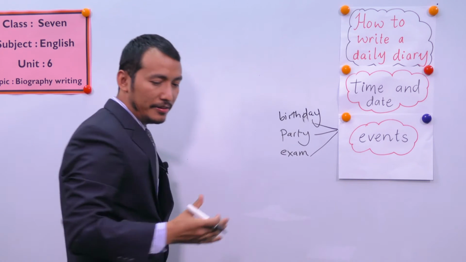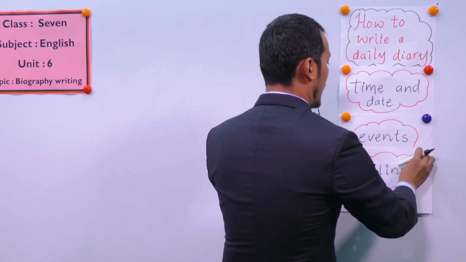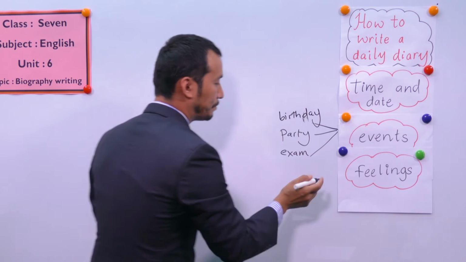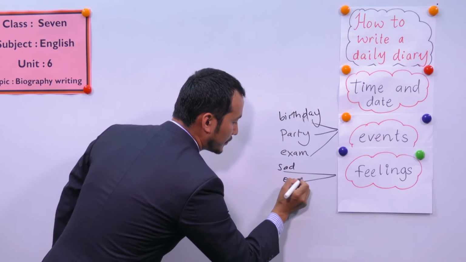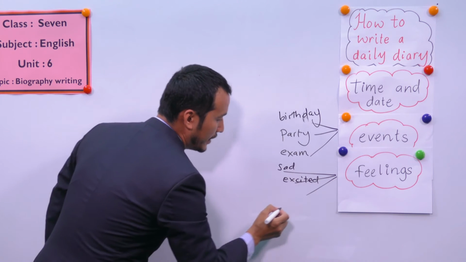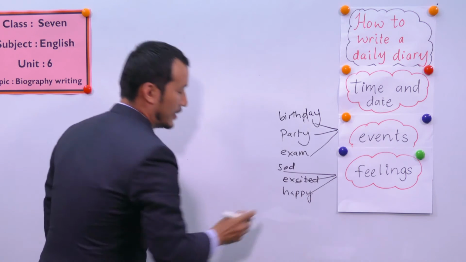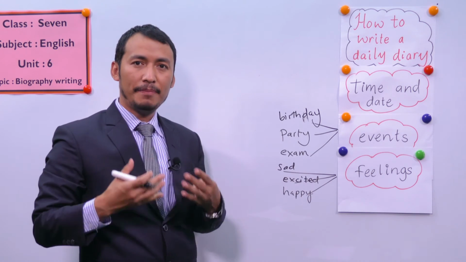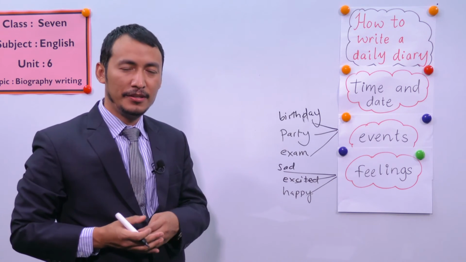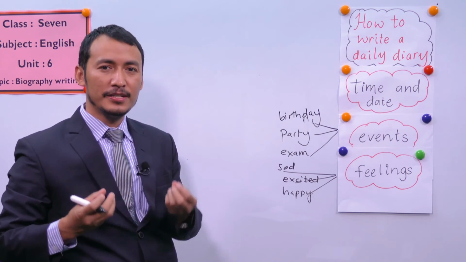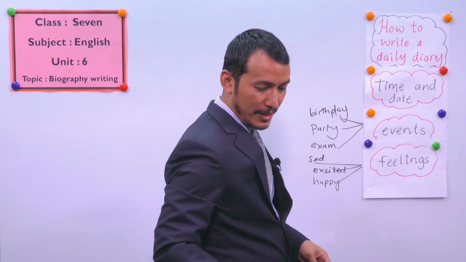Okay, and another thing that you have to mention is your feelings, how you felt. You can be sometimes sad, sometimes excited, sometimes happy. So you can express your happiness, or you can express how sad you are and why you are sad. You have to mention the causes of your sadness. Okay, these are the other things that you have to mention here.